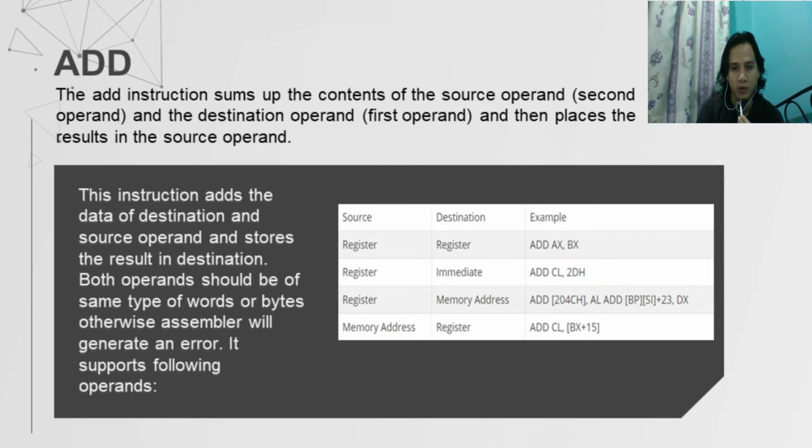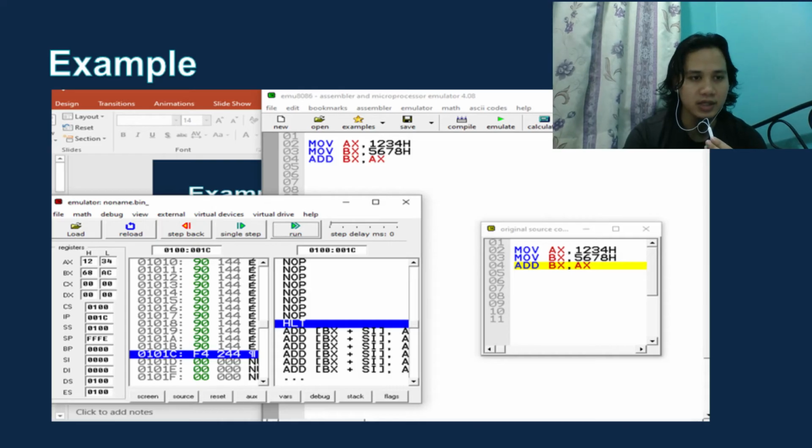It supports the following operands. In this example, we have ADD AX, BX, where the source is register and the destination is register. Then we have ADD CL, 4#, where the source is immediate and the destination is register. Another example is ADD [204C], AL, and ADD [BP][SI+23], DX, where the source is register and the destination is memory address. These are examples of the ADD instruction.